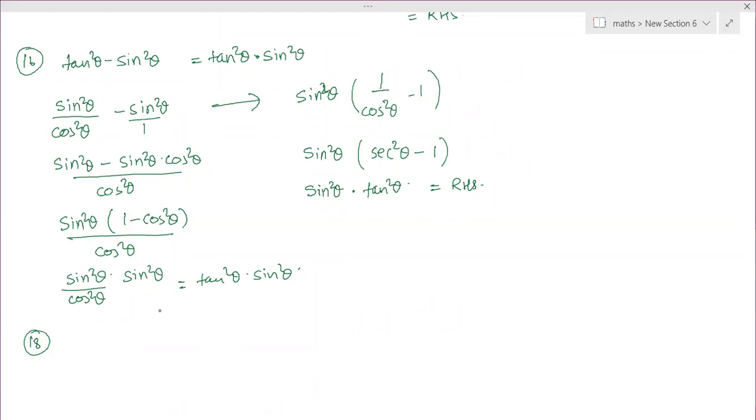Ma'am, in the 16th question, the third step, how did you take sine square theta common? So here, this is sine square theta and sine square theta into cos square theta.